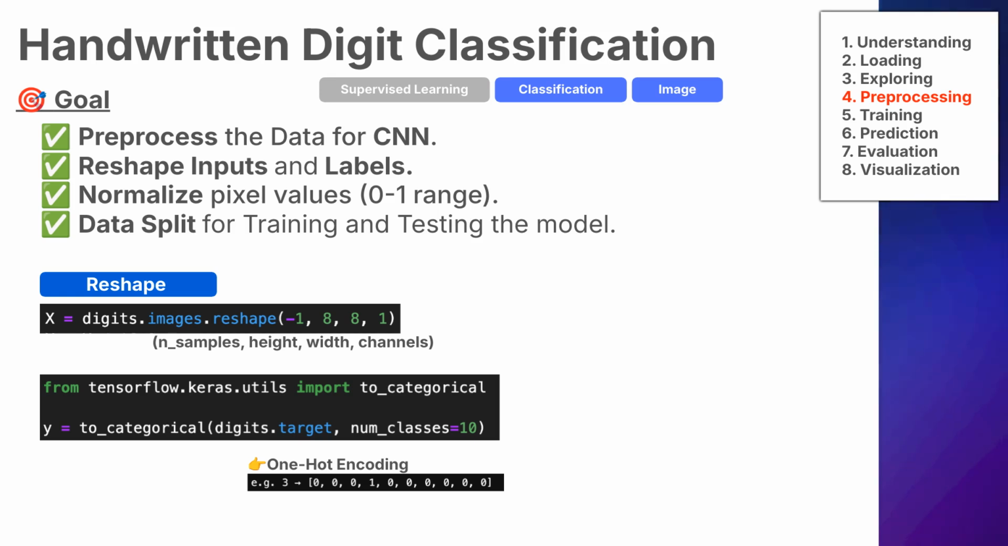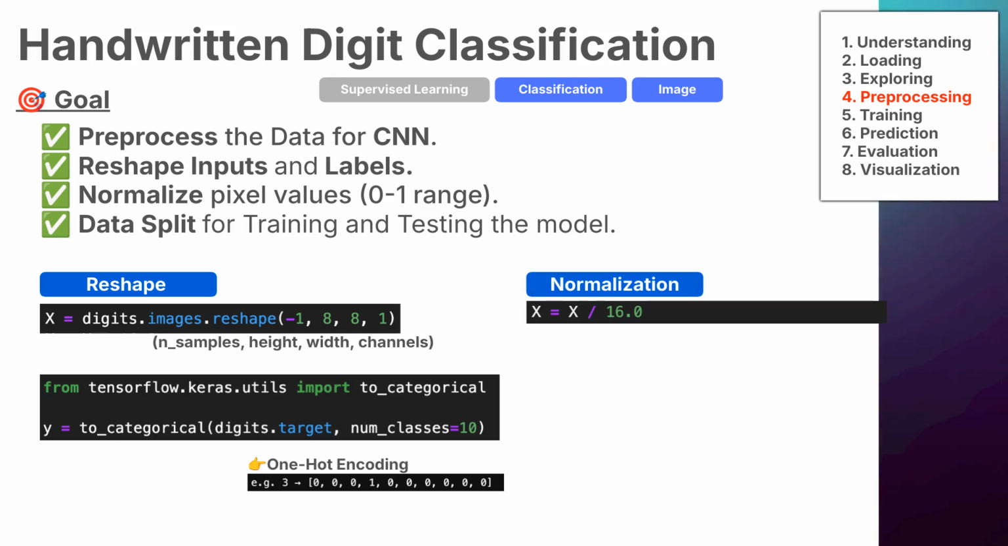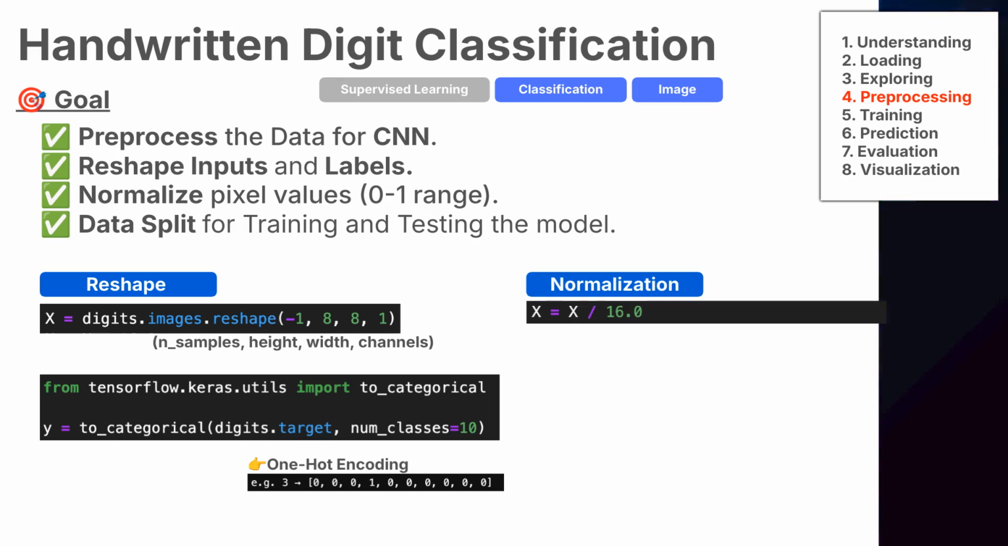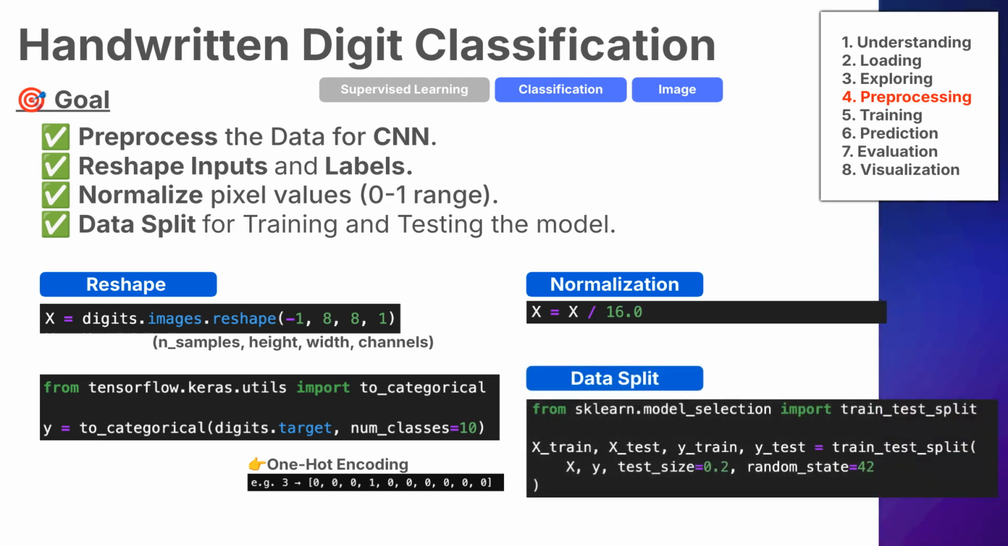For the input X, normalize it by dividing by 16, because the pixel values range from 0 to 16, according to the sklearn website. Then split the data. This step is the same as the other tasks.